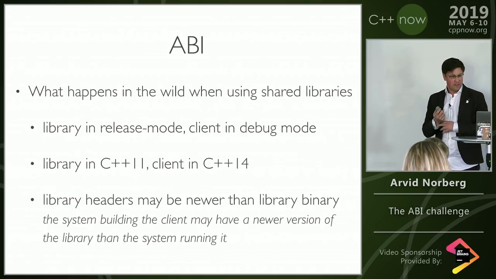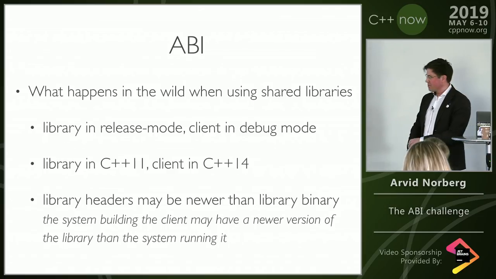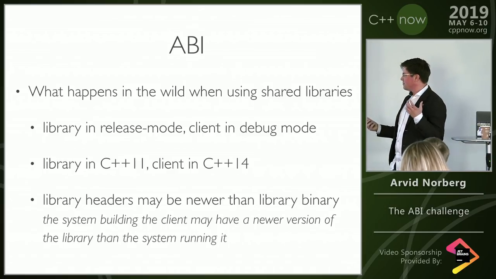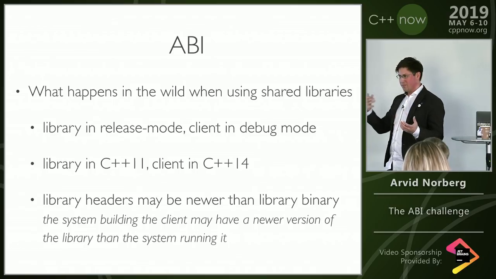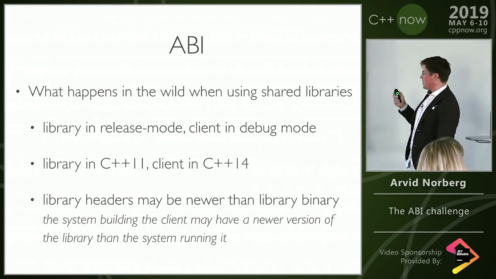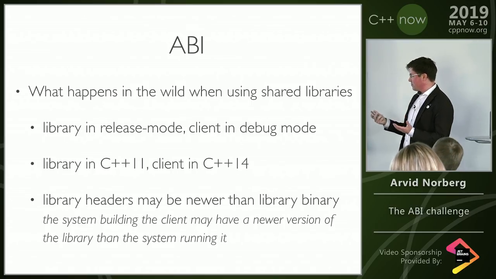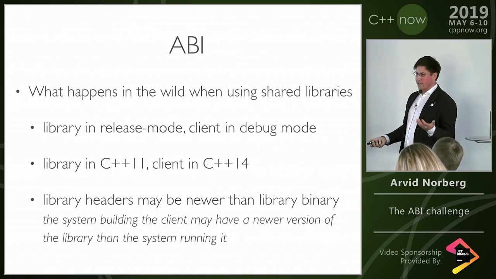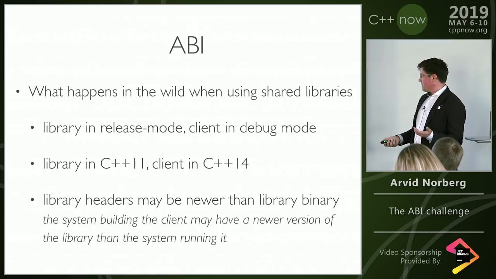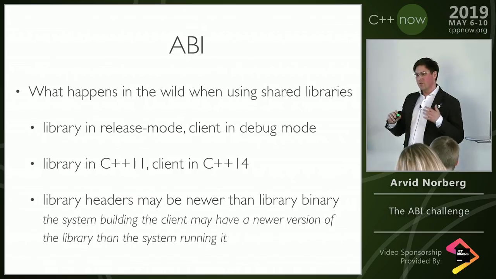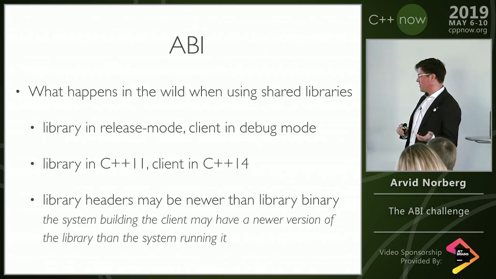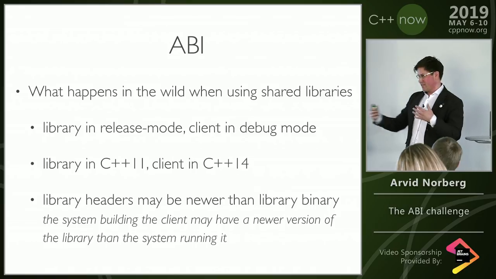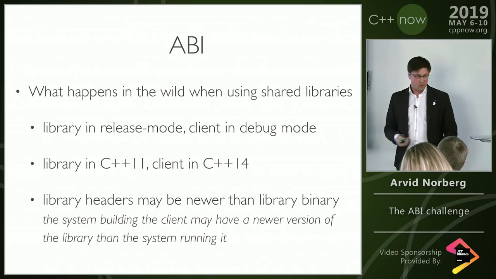So what happens in the wild? Normally when you have shared libraries and binaries that link together, you have binaries built in release mode and clients built in debug mode, for example, or other mismatching build configurations. Or you have a library built in C++11 and a client built in C++14. Another related issue is you may pick up header files for the same library from a different location that mismatches the library that you're linking to. That also happens in the wild.